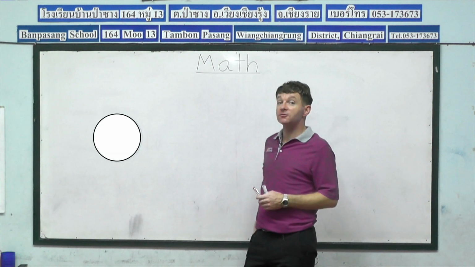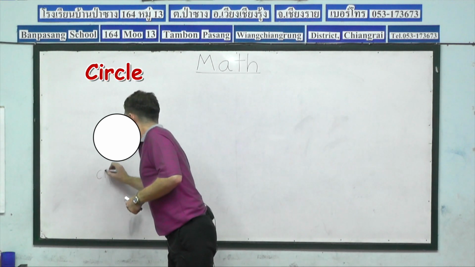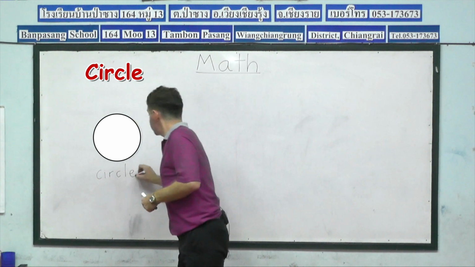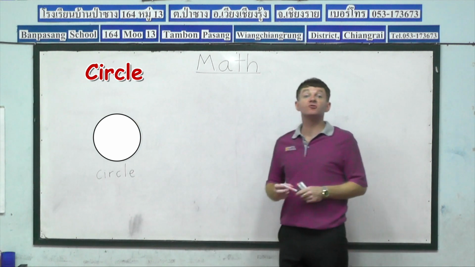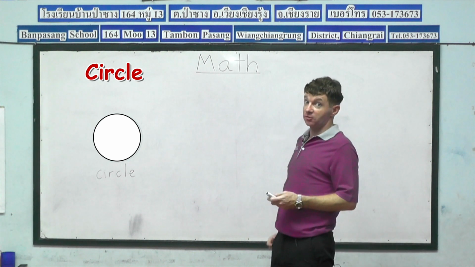How do we spell circle? C-I-R-C-L-E. Circle. Yes. And another shape we can do.